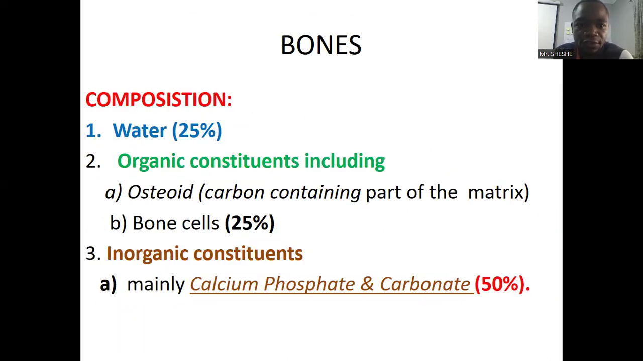Composition. So there's water, 25%. Then we have inorganic and organic elements. So organic elements, these are hydrocarbon elements. And then under that, we have the matrix, which is the product that is secreted by bone-forming cells. Then we have the bone cells themselves. All right. So we have cells that form bone and cells that maintain the bone.